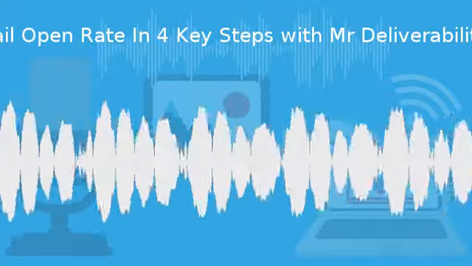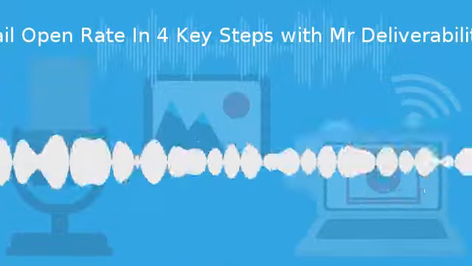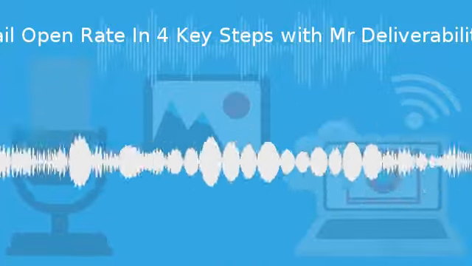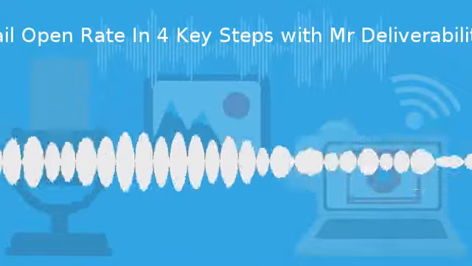The next thing that matters massively is authentication. And this is about making sure that firstly, you're telling the world who you trust to send emails on your behalf. And secondly, making sure that your emails are being digitally signed by you.